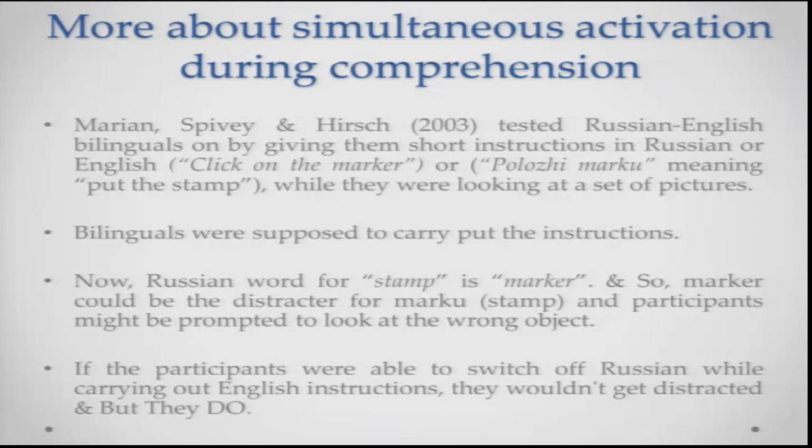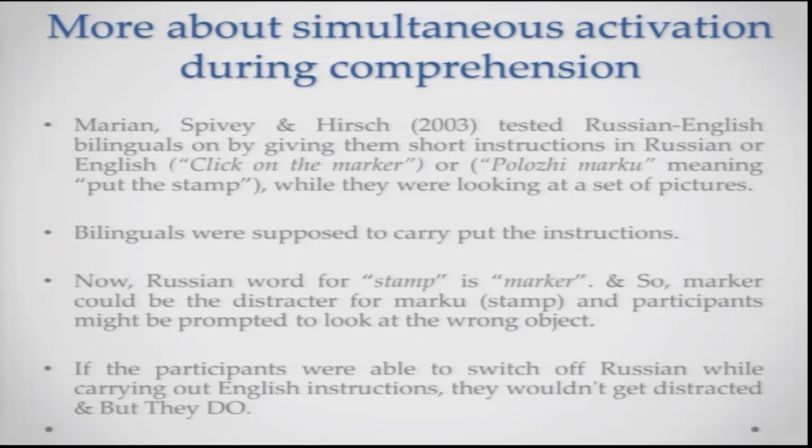So, Marian, Spivey and Hirsch in 2003 were testing Russian-English bilinguals, giving them instructions either in Russian or in English. They presented a particular kind of setup where 3 or 4 pictures were on a screen, and the instruction would be given either in English or in Russian. Suppose there are 4 things. There is a stamp, which is referred to as marku in Russian, and there is an actual marker, and there is a marble, and there is one more other thing.